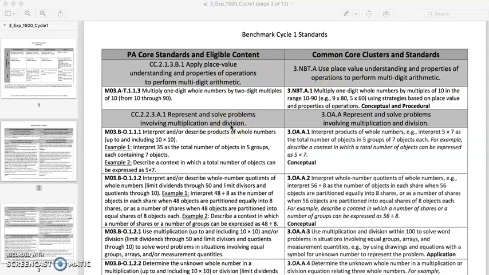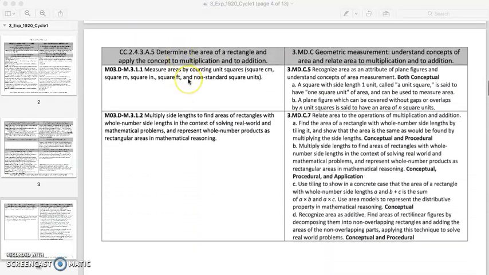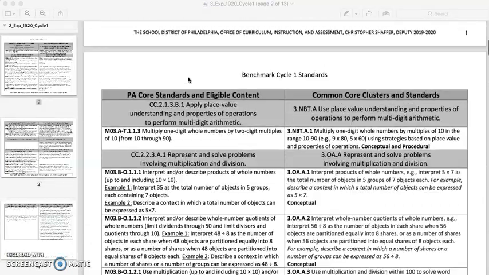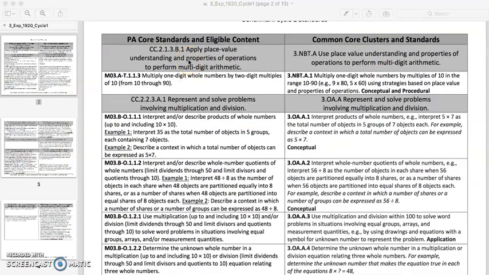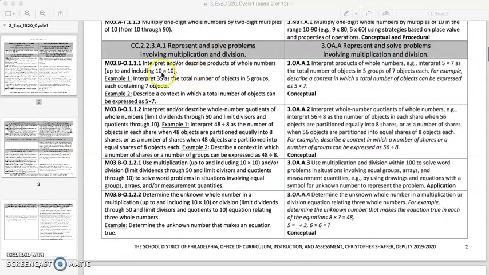So to give you a little standards overview, in Pennsylvania we have standards. They're in the darker gray color. In Cycle 1 you have 1, 2, 3, 4, 5, 6 different PA Core standards that you're covering. Those PA Core standards are fairly broad. The language is general to help you say, what does it really mean to represent and solve problems involving multiplication and division? You have eligible content that is a part of that standard. It gives you more detail.